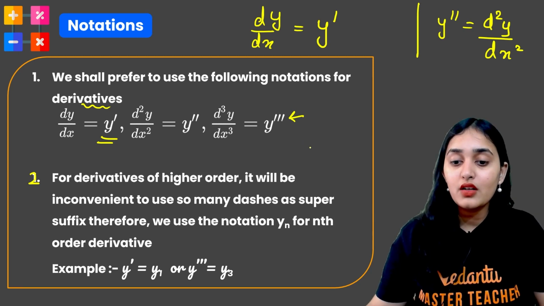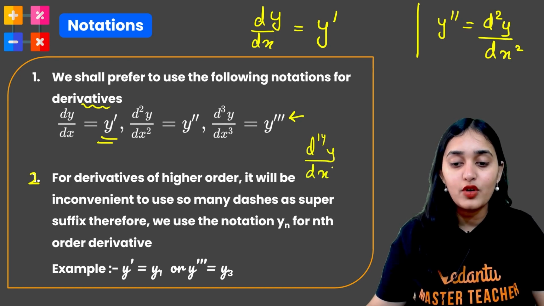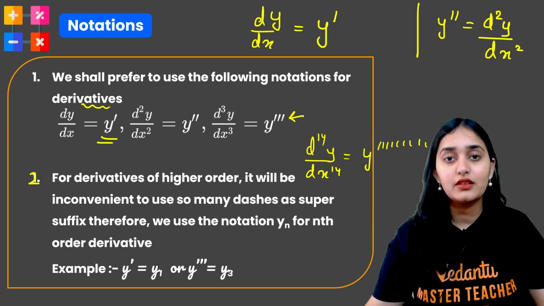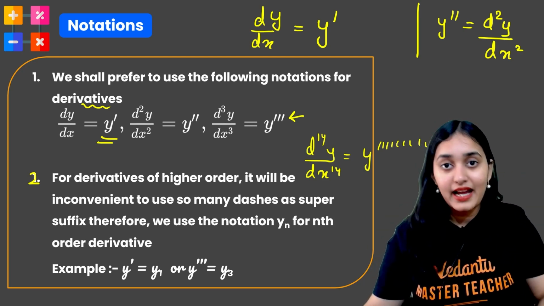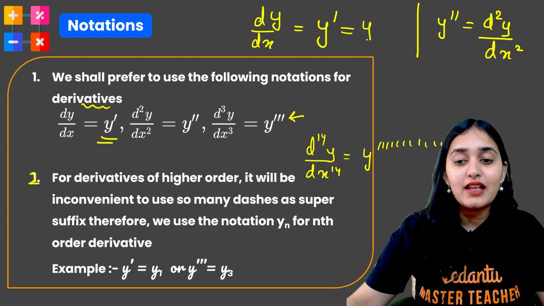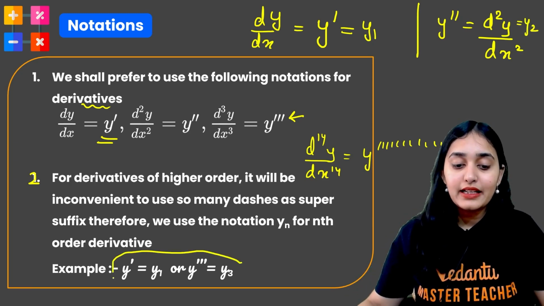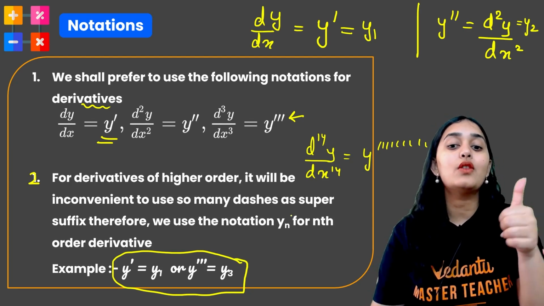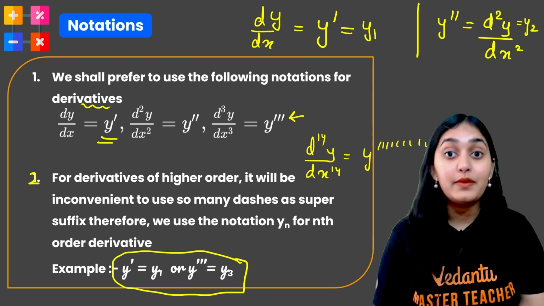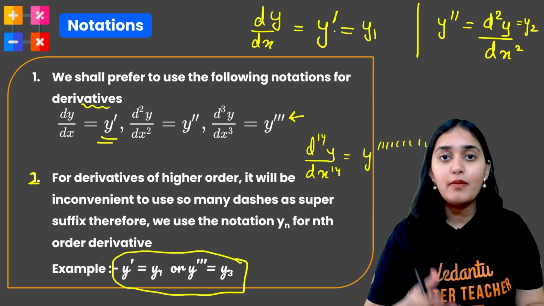Now suppose we want to denote d 14 y by dx 14. Will I draw 14 dashes, 1, 2, 3, 4, 5, 6, 7, 8, 9, 10, 11, 12, 13, 14? That will be too long, so I will not do that. Another method is, you can simply write y dash as y1, y double dash as y2. So you can also write it in subscript form. That is also allowed. This is basically how we denote derivatives. I'm telling you this because in the exam, if they write y dash, don't get confused about what y dash is. Is it a complement or what is it?